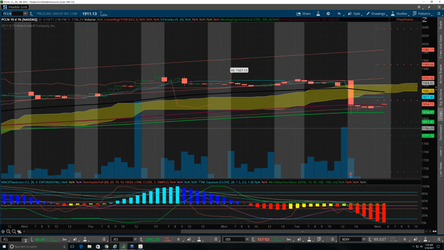Technically, 1908 on the upside, 1839, 1806 on the downside. AGN continues to go lower.